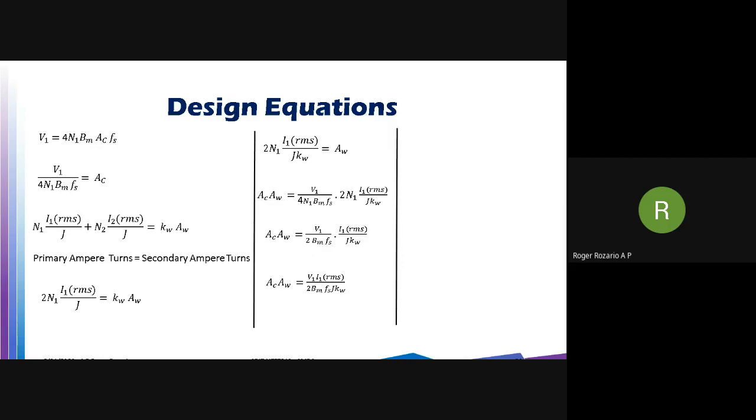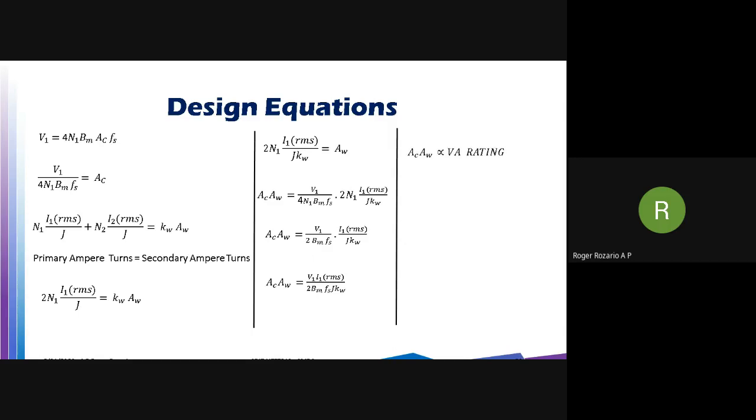Area product equation means it is a product of the area of the core and the area of the window. Once you arrive at this equation, by the use of wire tables and core tables, you will be able to design appropriate transformers and inductors for our particular application.